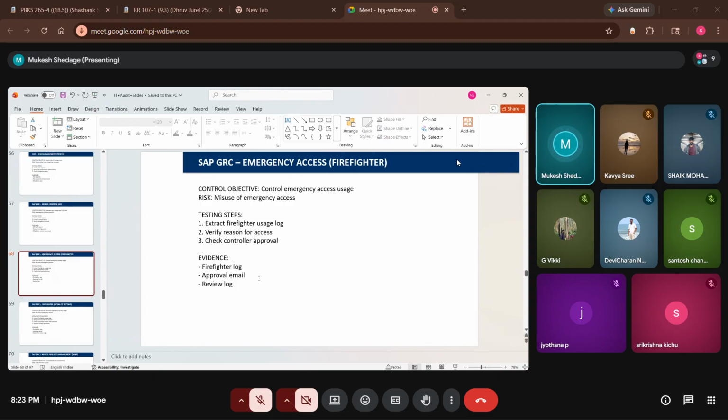Got it? What is emergency access or firefighter ID? How to test them? Any doubt in AC or EA, the firefighter IDs? Emergency access and firefighter IDs are the same thing, so don't get confused. If someone asks what a firefighter ID is, it is emergency access. Any doubt in risk management, ACs or firefighter IDs?